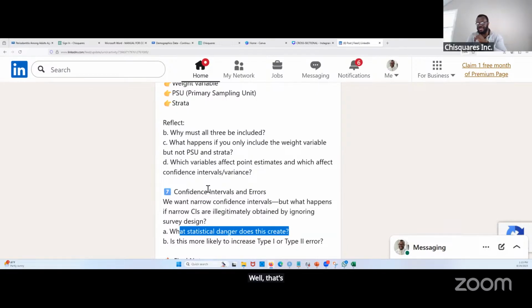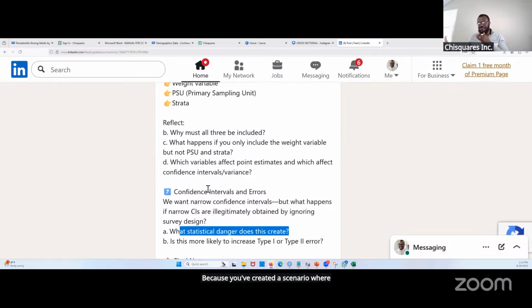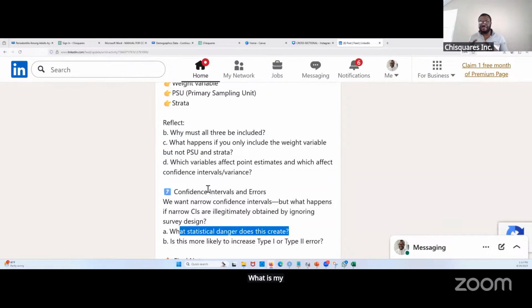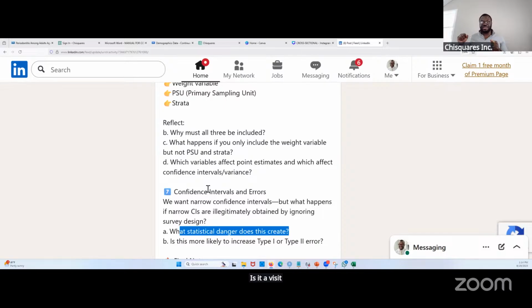Well, that's a very good point. So in this case, what is the unit of analysis? Because you've created a scenario where folks are coming to hospital, right? When you're doing analysis, the very first question you need to ask yourself is, what is my unit of analysis? In this case, there are two options. The unit of analysis could be the individual, or the unit of analysis could be the visit. Which is it in your use case? What do you think makes most logical sense? Is it the visit, or is it the individual? What do you think?